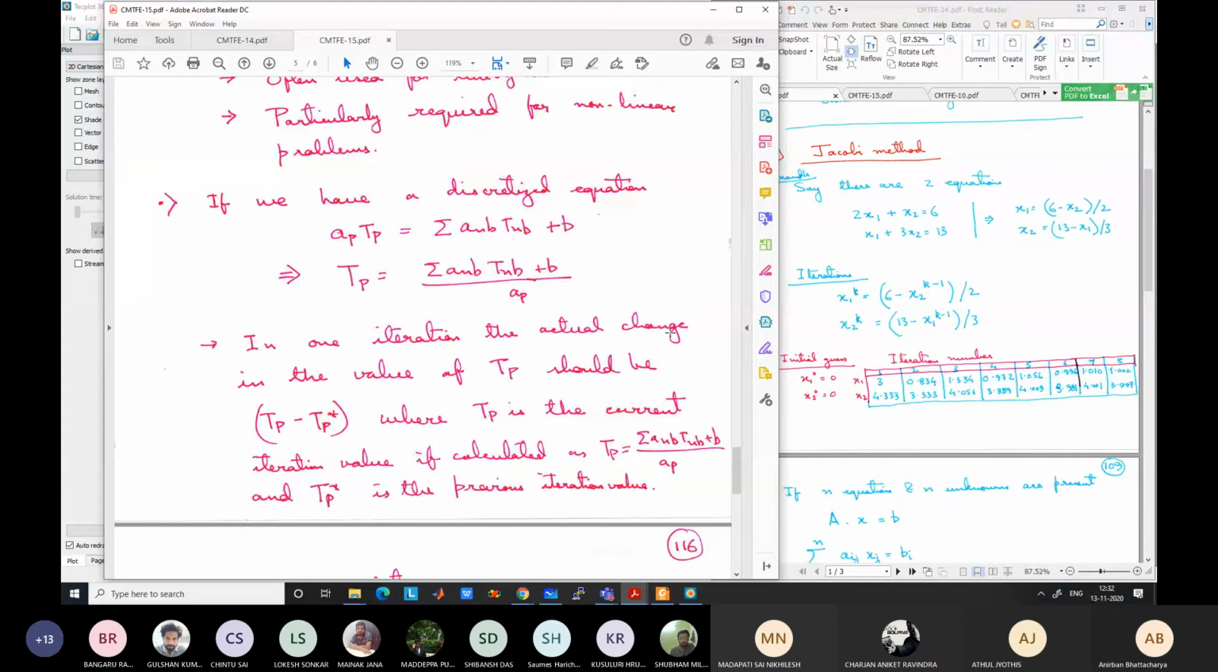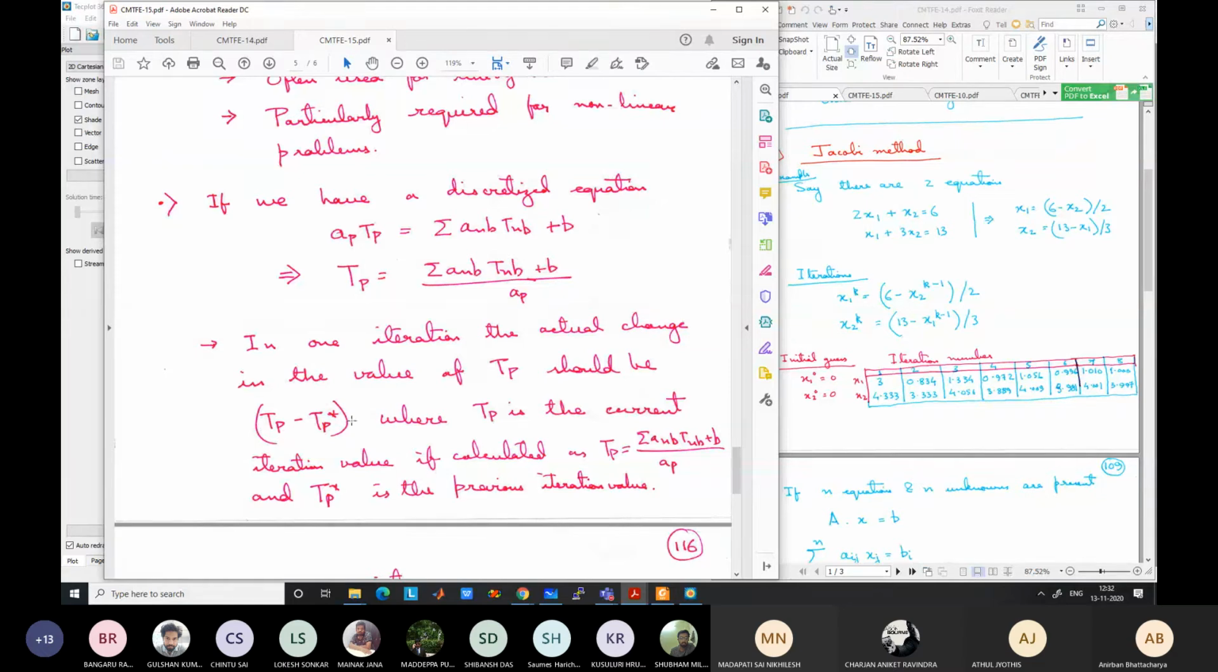Okay, if I can directly solve this equation based on these values of TNB and B, I will get the current iteration value as summation ANB TNB plus B by AP. These TNBs are the latest known values. It can be current iteration or previous iteration depending on Gauss-Seidel or any type of method. Okay, line by line TDMA. So some of the values will be new, updated values, some will be old values, but all are latest known values. Okay, so this should be the change in one iteration, TP as calculated like this minus TP star.